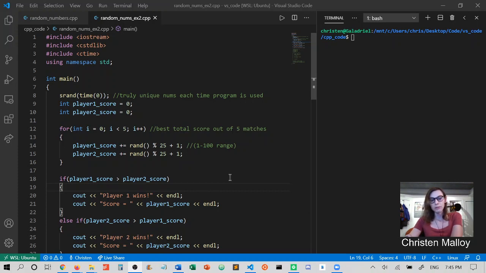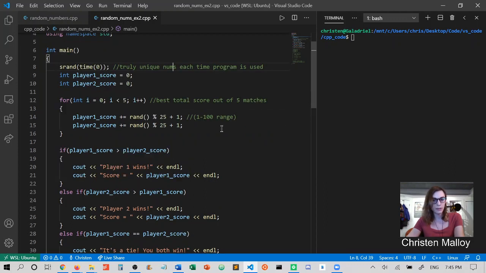In this video, we will be simulating a randomized win percentage for both a player 1 and a player 2 in some kind of a game. The first thing that we are doing is using a random seed, so we're using srand of time 0, so that we generate truly unique numbers every time that we compile.